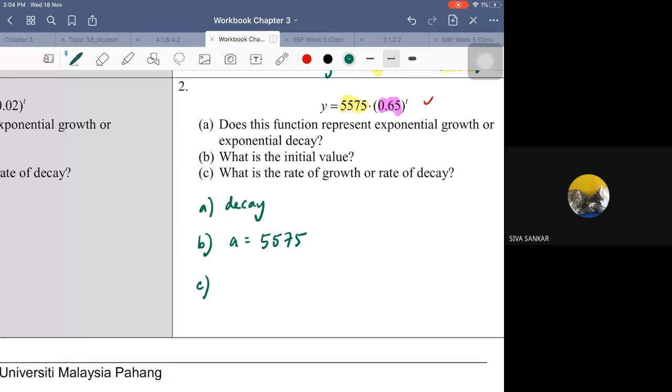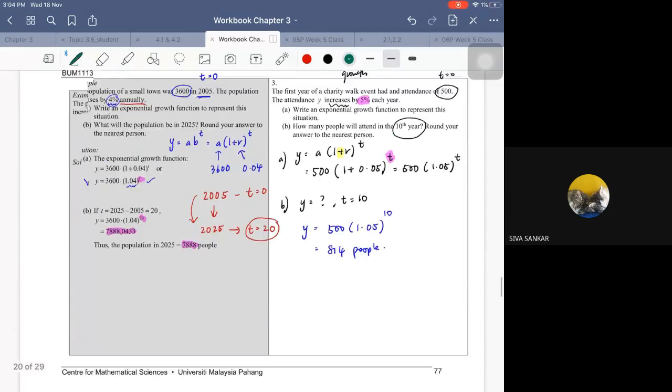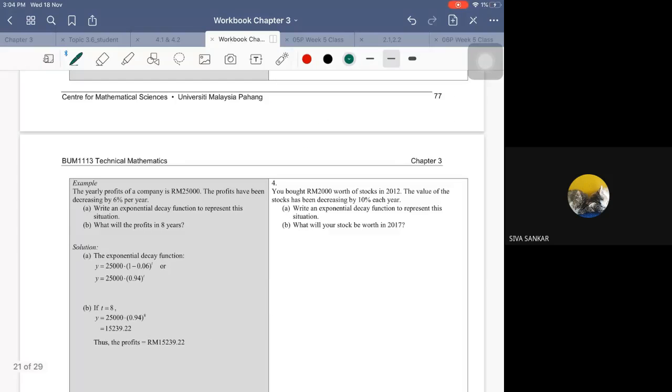So C, so our B value adalah sama dengan 0.65. So this is equal 1 minus R. So apa dia nilai R? R adalah 1 tolak 0.65. So that is going to equal 0.35. Ataupun kita boleh tukar dia dalam bentuk percentage. Dia adalah 35%. So that is going to be our rate of decay. So kalau question tanya you pasal rate of decay. Okay, let's have a look at another one example.